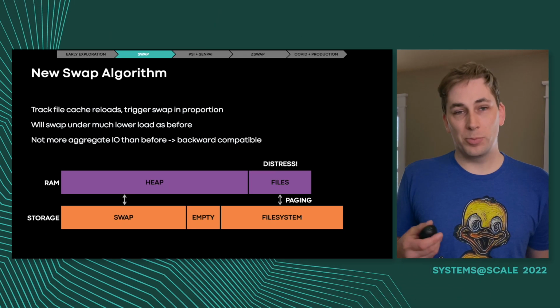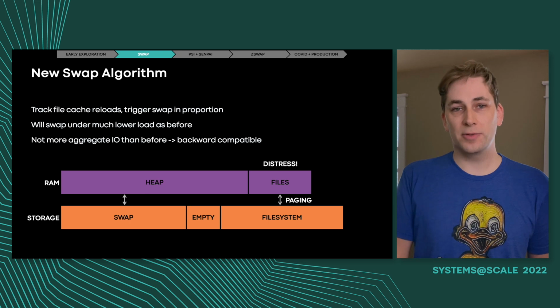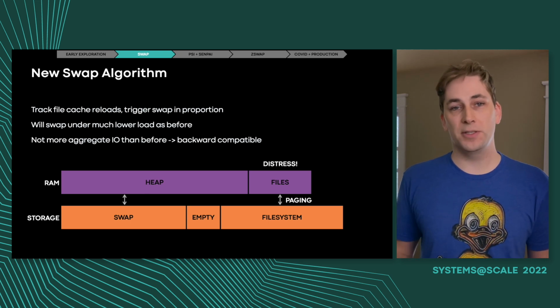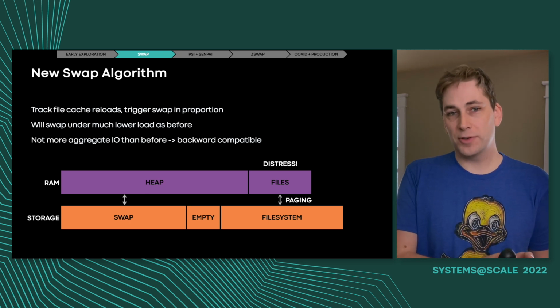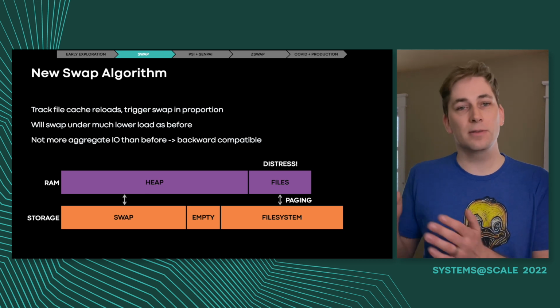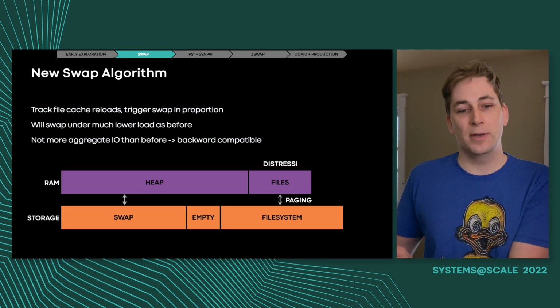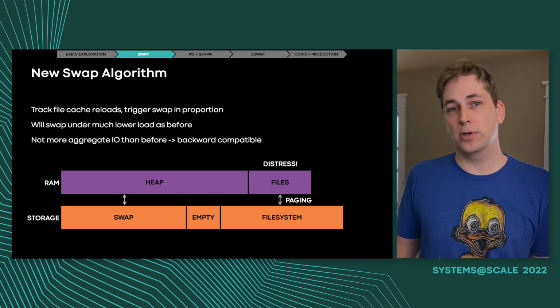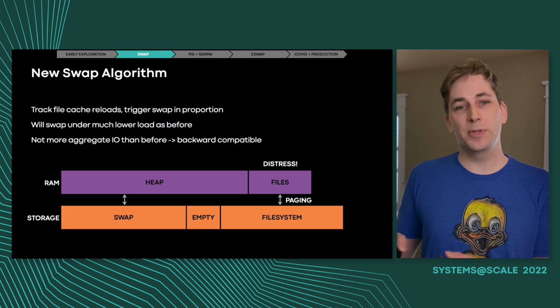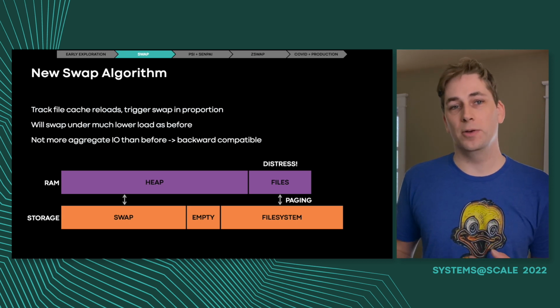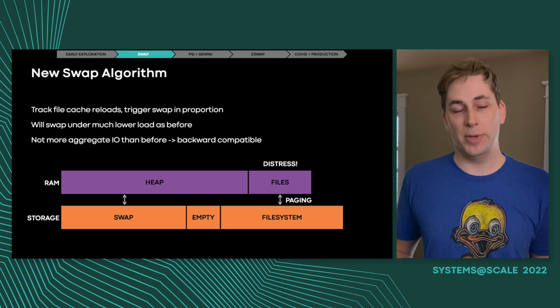So in practice, what this means is that we're starting to engage swap a lot earlier in many scenarios, but we're only ever trading paging that's happening over here for paging that's happening over here. So we're not adding to the IO load. We're simply being more intentional about where to apply IO and where the paging happens.